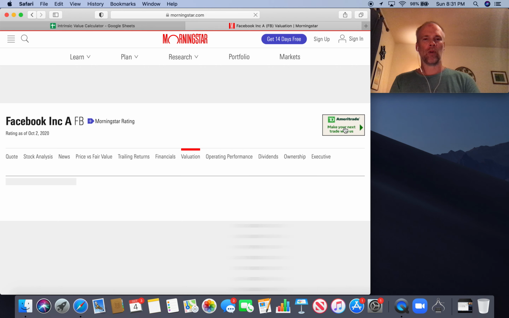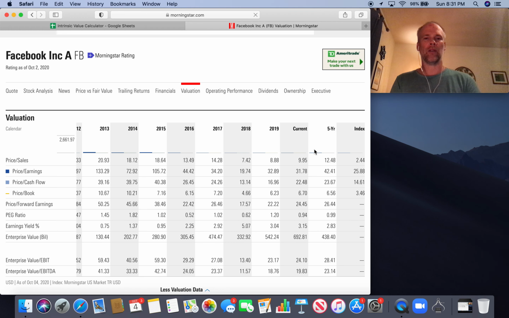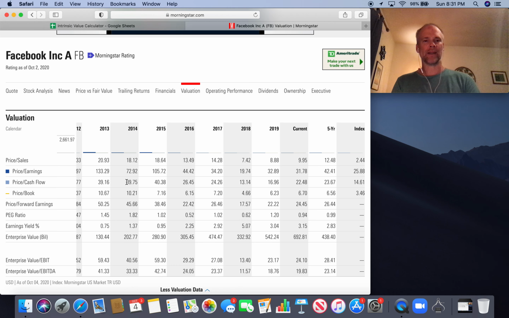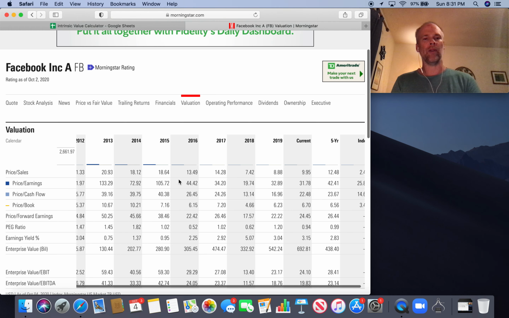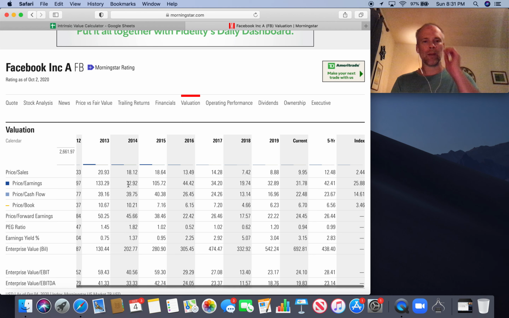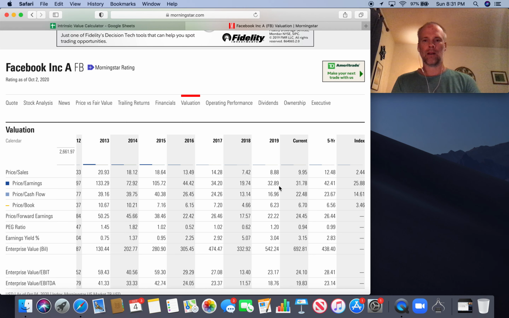And we're looking for the price to earnings ratio history. What has the price to earnings ratio been for Facebook over the last number of years? You can see if we go back to 2012, 2013, it's very high. People were very excited about this company back then. It's come down a lot since then. Currently, it's around 32 price to earnings ratio.